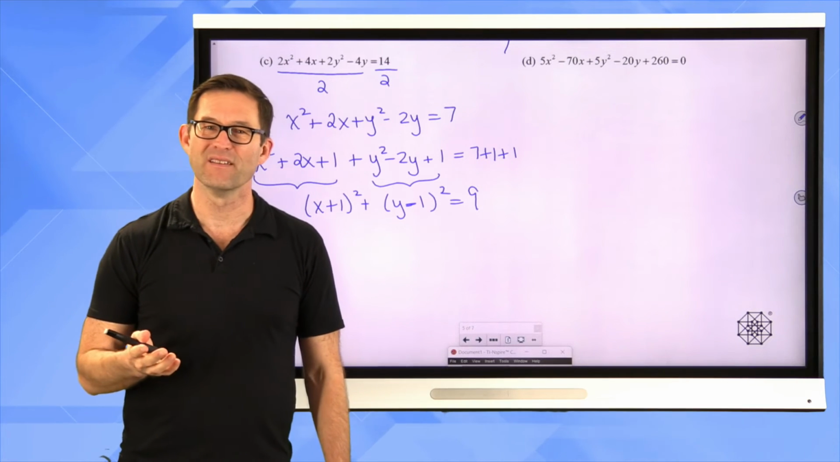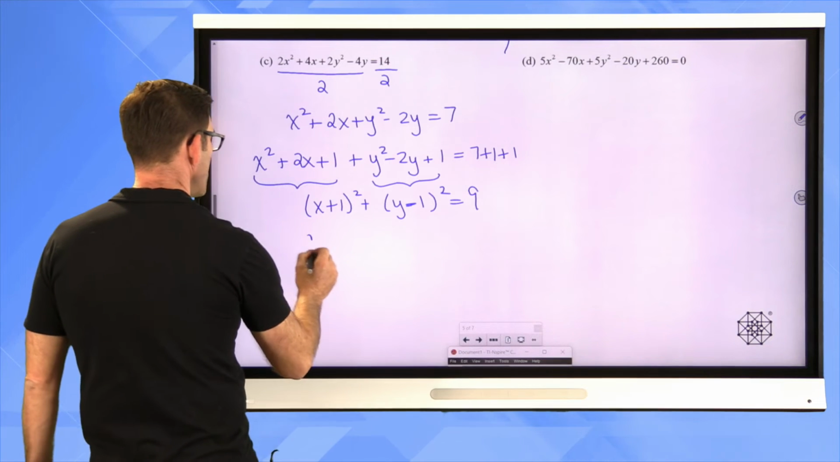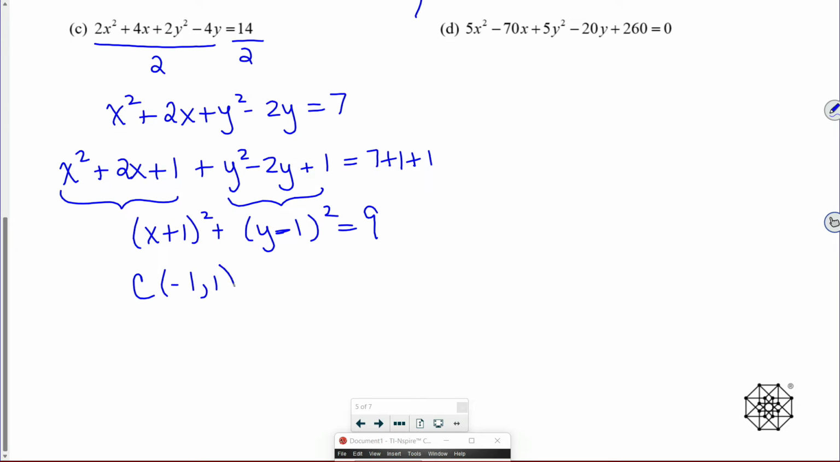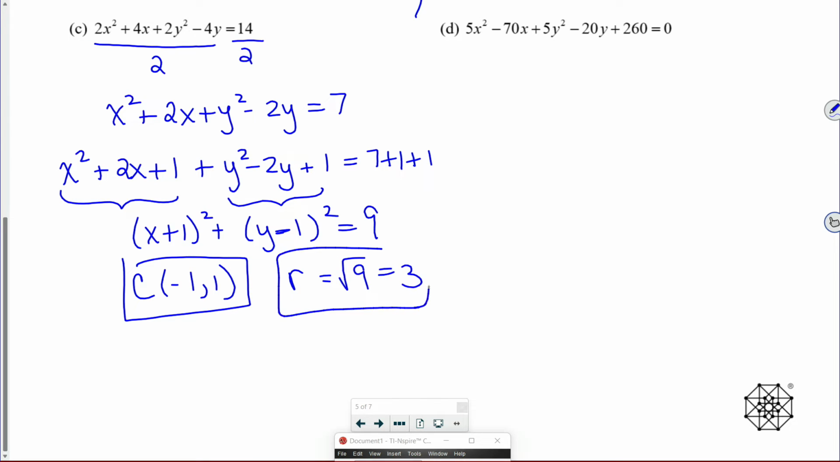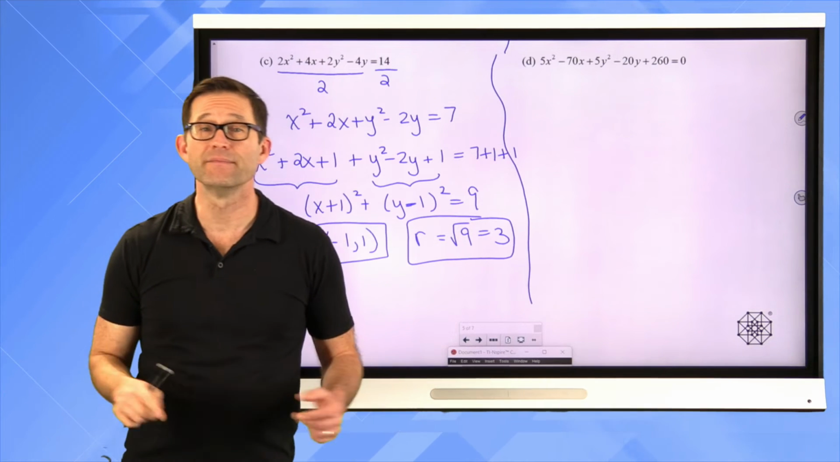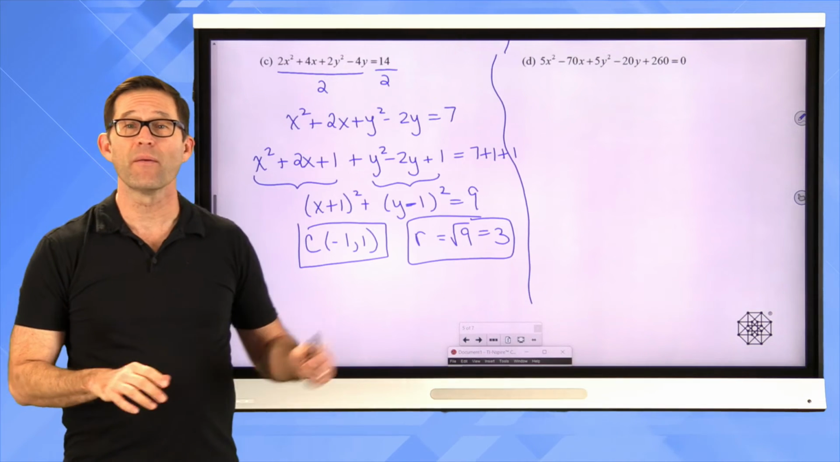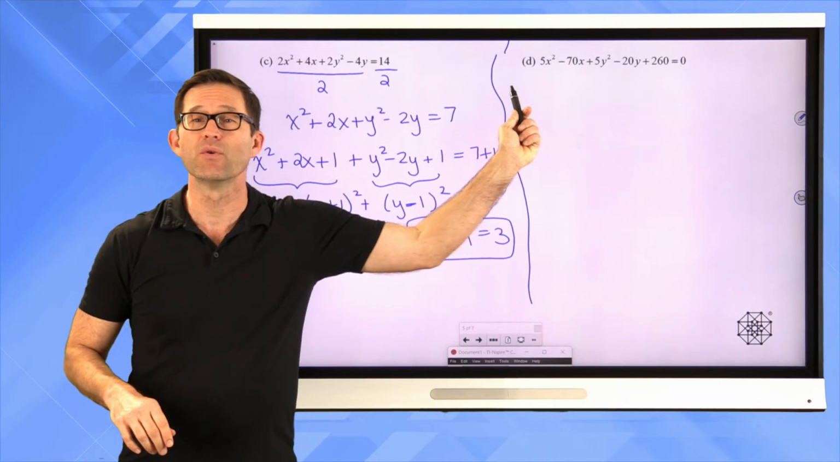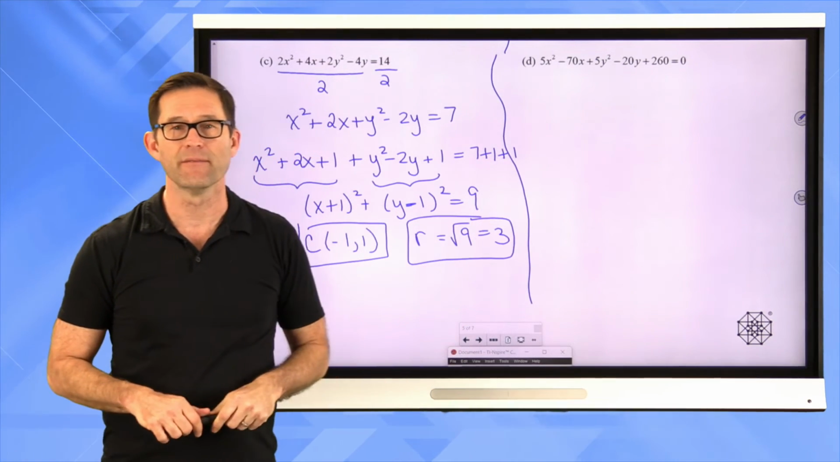And now the rest should be easy, right? The center is going to be at negative 1 comma 1. And the radius, that doesn't look like an r, that looks like a funny square root symbol. The radius is going to be the square root of 9, which is 3. All right, that's that. Okay, one last problem. Why don't you go ahead and see if you can do the whole thing on letter D.